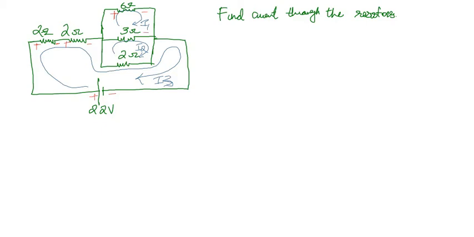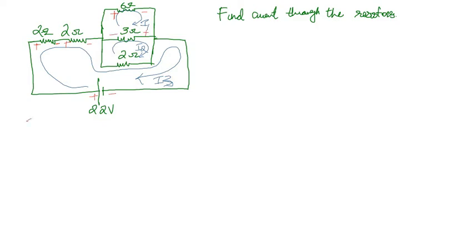Now regarding 3 ohm and 2 ohm, the 3 ohm is common to the first mesh and the second mesh. So the current through 3 ohm will be the difference of the two currents, I1 and I2. I1 is going from right to left, I2 is going from left to right. So the current will be the difference of I1 and I2 because they are in opposite directions. So I can mark the polarity of the drop across 3 ohm as plus here and minus here.